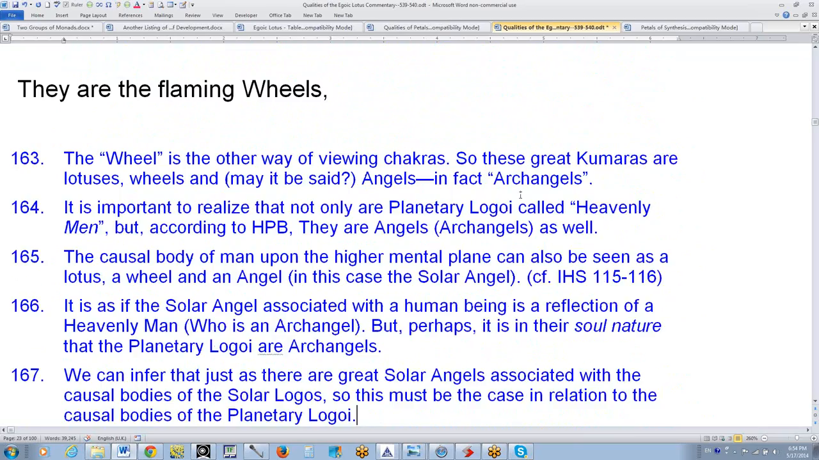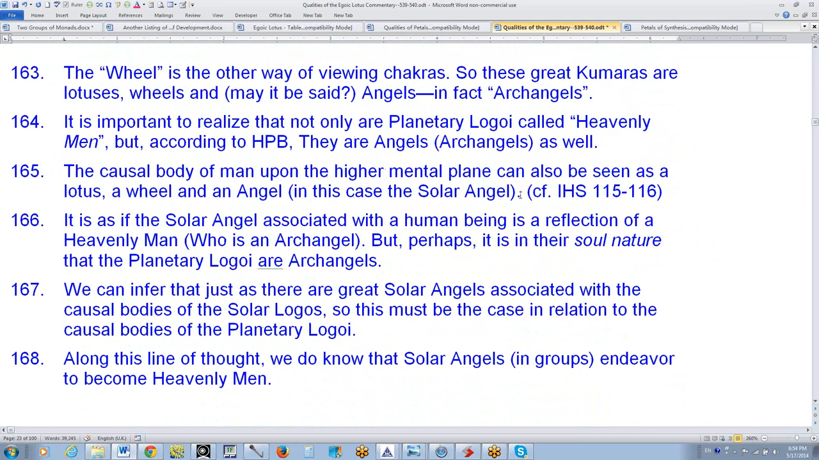So they are flaming wheels. The wheel is another way of viewing the chakras. So these great Kumaras are lotuses, wheels, and may it be said angels also, because it is said of man that they are angels. In fact, archangels. The planetary logoi are archangels. Saint Michael is Saturn from a certain perspective, and so it goes in correlation with other of the archangels. So it's important to realize that not only are planetary logoi called heavenly men, but according to HPB, they are angels, archangels, perhaps, as well.